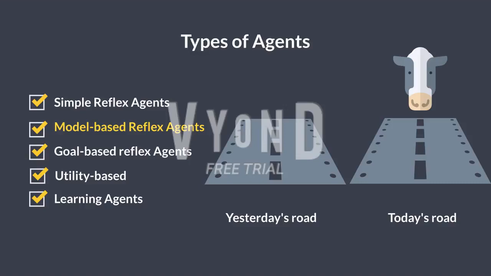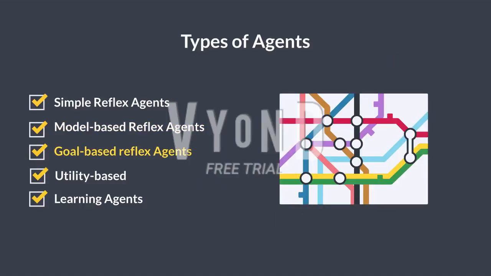Model-based reflex agents need memory for storing the percept history. It uses the percept history to help reveal the current unobservable aspects of the environment. An example of this class is the self-steering mobile vision, where it's necessary to check the percept history to fully understand how the world is evolving. Say, for example, yesterday there was no cow on the road, today there is.